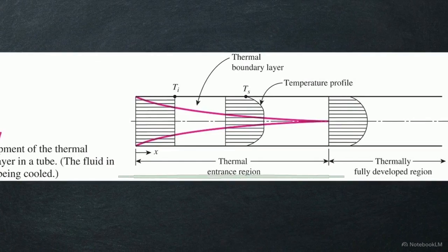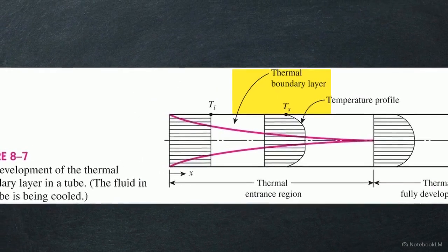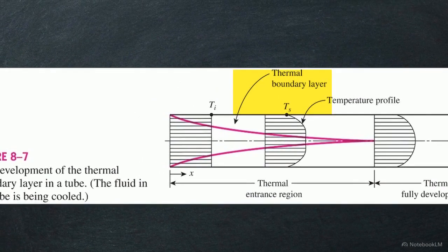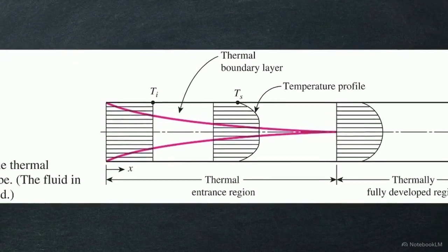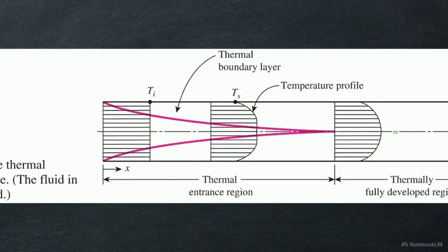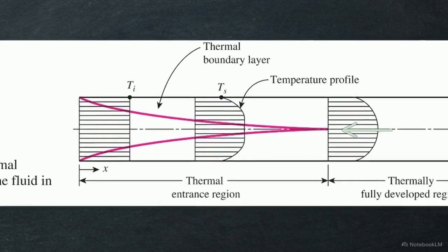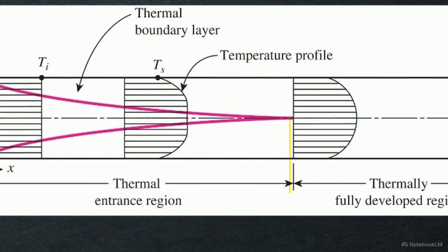This initial section of the pipe is called the thermal entrance region. The specific zone where the fluid is actively changing temperature and building up heat is defined as the thermal boundary layer. Because that boundary layer grows thicker as the fluid moves downstream, there is a specific physical distance required for the top and bottom layers to finally intersect in the center of the pipe. That exact distance is the thermal entry length, labeled here as L sub T.